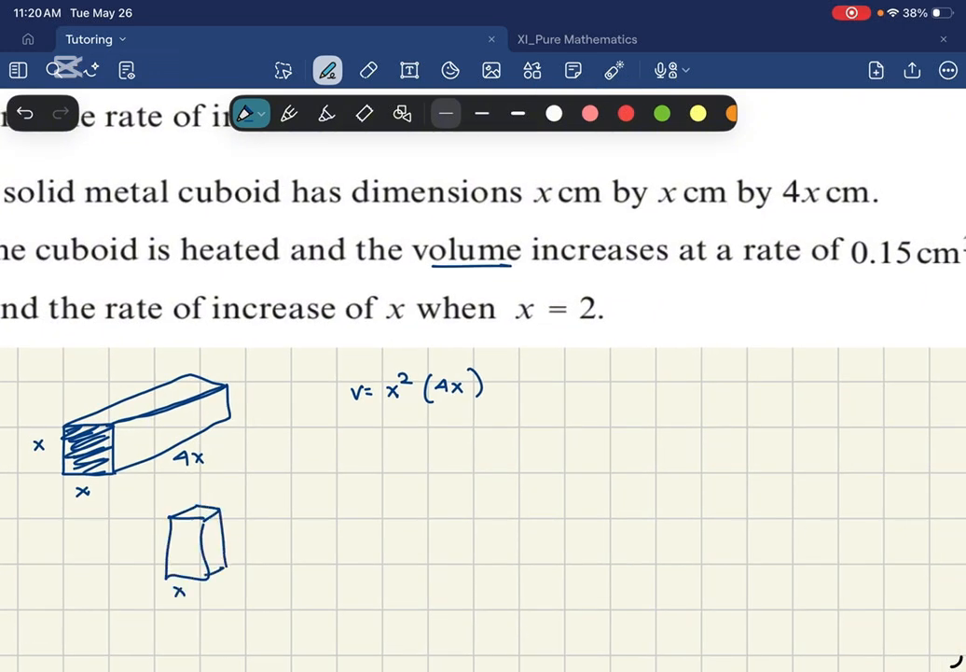This length, if you just make this shape upright, you're going to get this. So you have x, x, and 4x. So area of base is x squared times height is 4x. So you get 4x cubed. All right.